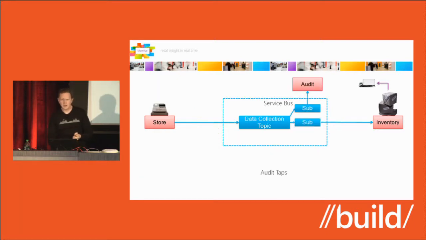But I said that we wanted to use this stream of data and do other interesting things with it. So if I change that from being a queue to being a topic, and I create a couple of subscriptions on that topic. So the bottom subscription there is connected to the inventory back end. So that data path is unchanged. Messages coming from the store will flow through the topic, flow through that subscription, and arrive at the inventory system on the back end. But I've also created this other tap that I'm using for auditing.